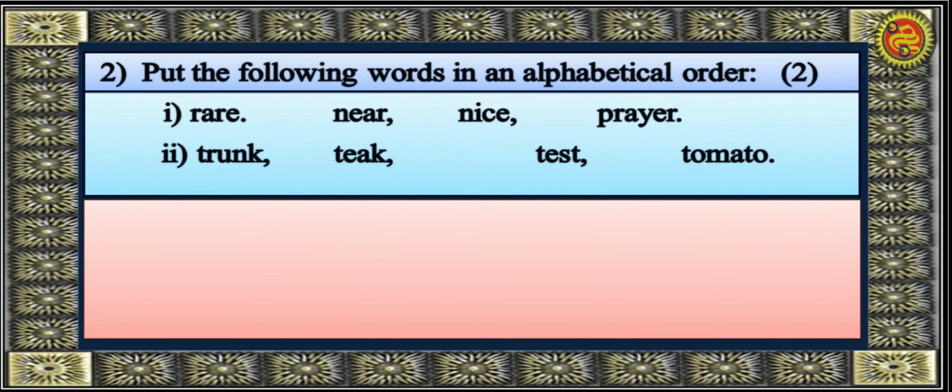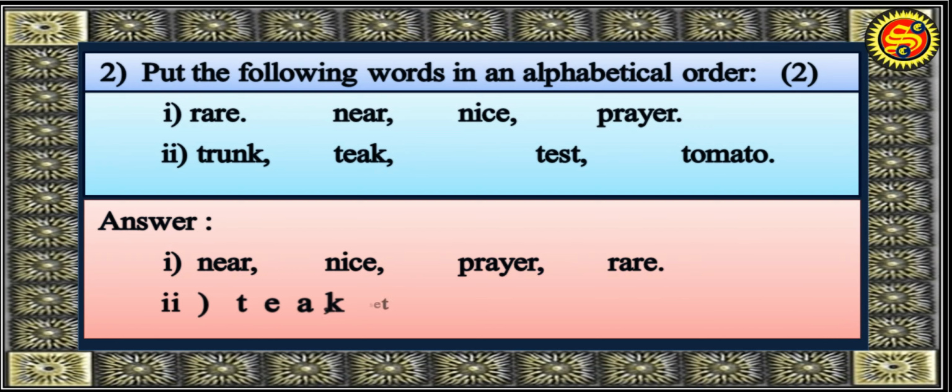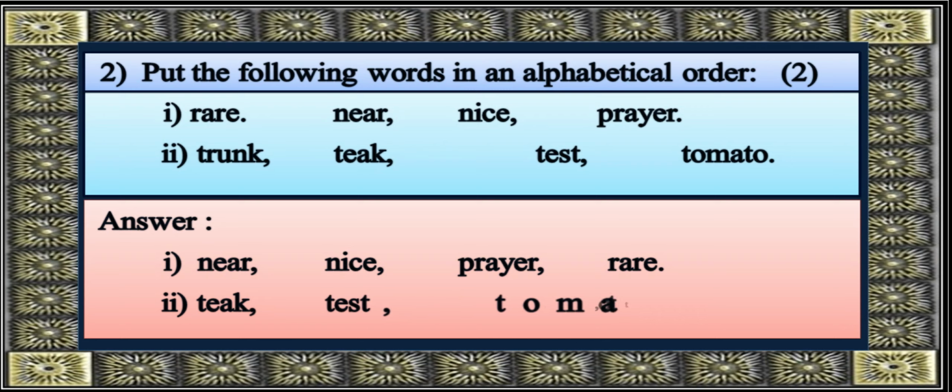Second, put the following words in alphabetical order. 2 marks. Answer: first, near, nice, rare. Second, take, test, tomato, tongue.